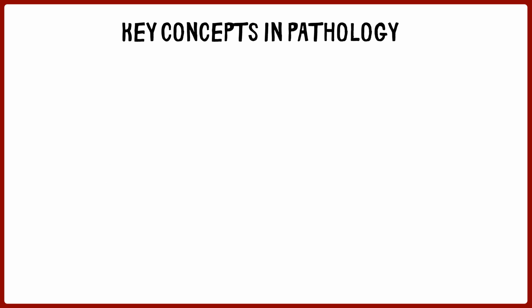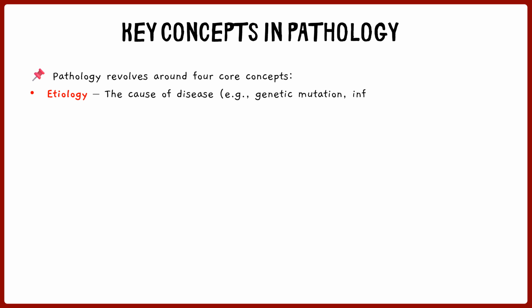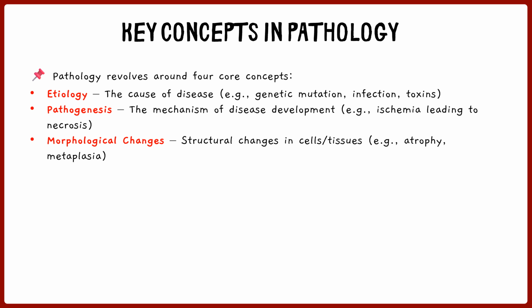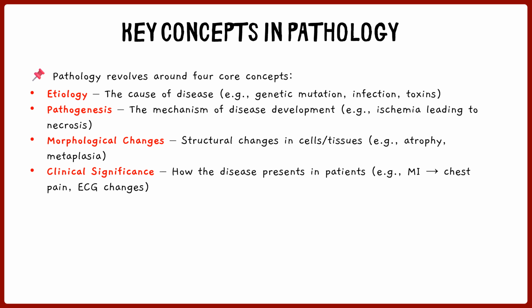So the key concepts again in pathology are the four core concepts: etiology, the cause of the disease; pathogenesis, the mechanism of disease development; morphological changes, which are the structural changes in the cells or the tissues; clinical significance, so how the disease presents in the patients.